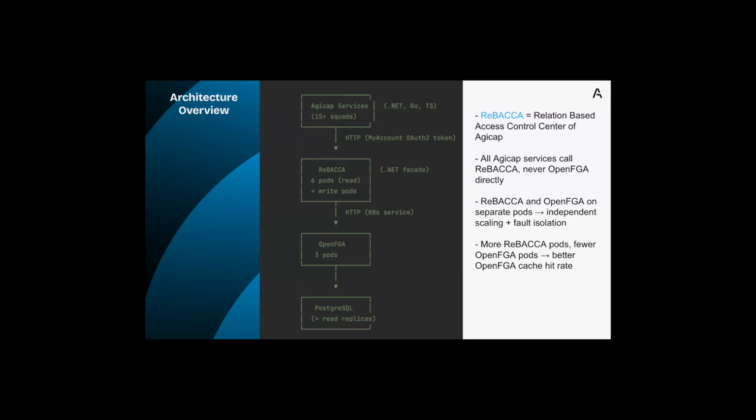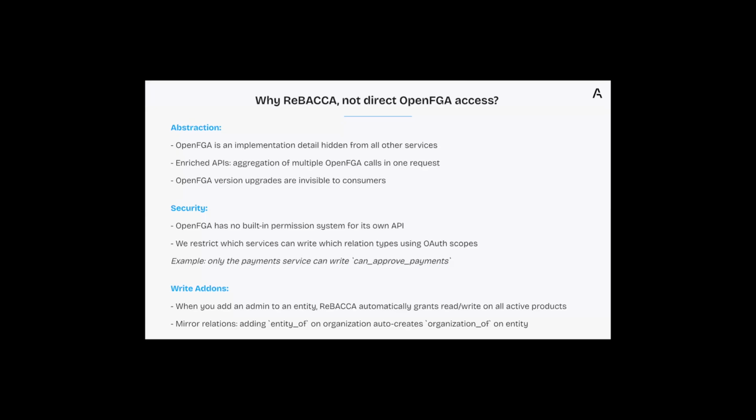And I'll explain why we built a facade in front of OpenFGA. Basically, why we built it instead of letting all of our microservices and modular monoliths call OpenFGA directly. There are 3 reasons. First, abstraction. We consider OpenFGA an implementation detail, because services don't know it exists.